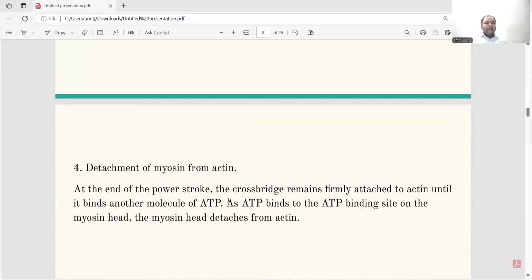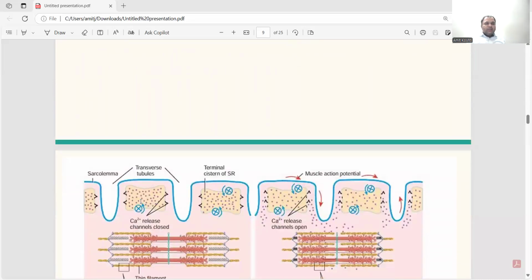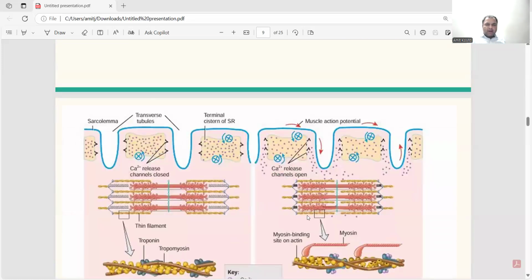Now, detachment of the myosin from the actin. At the end of the power stroke, the cross bridge remains firmly attached to the actin until it binds another molecule of ATP. As the ATP binds to the ATP binding site on the myosin head, the myosin head detaches from the actin. So this way, you can see the entire contraction.